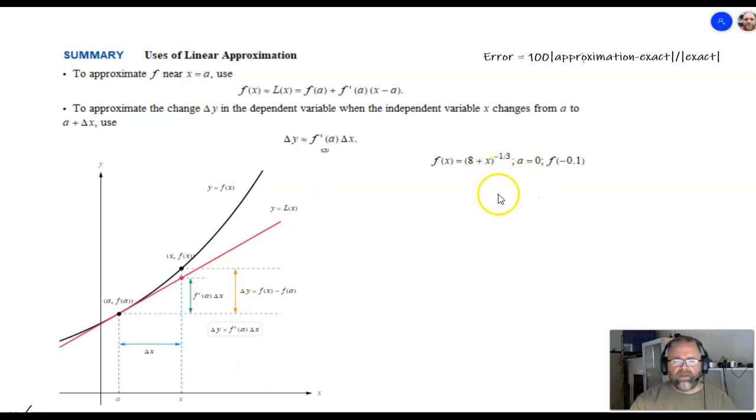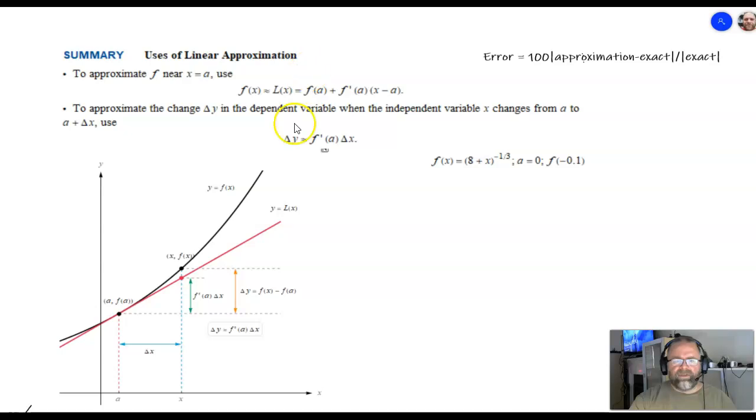All right, so go ahead for this one here. This is 8 plus x raised to the negative 1/3. We're going to let our a equal 0 and our x equal negative 0.01. So first come up with the equation in terms of x, letting a equal 0. And then we're going to go ahead and plug in that negative 0.01 into that linear approximation equation in order to get our approximation. And then finally, we're going to approximate the error. So go ahead and give it a try, and then when you're ready, unpause, and we'll go through the solution.